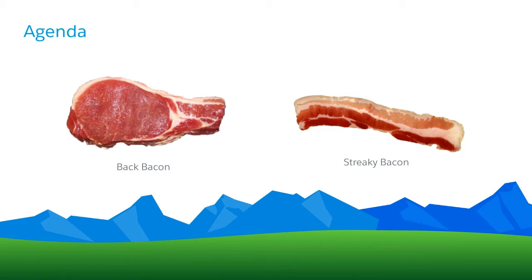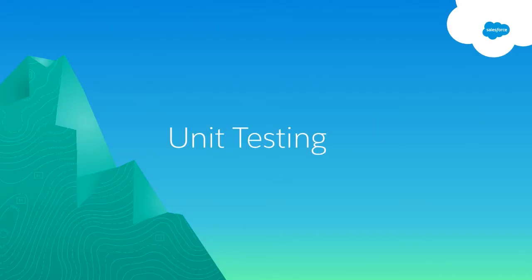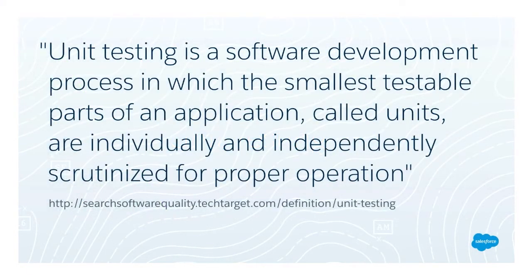Okay, so first off, let's talk about unit testing. So I've nabbed a couple of quotes off the internet here. So we've got unit testing. Unit testing is basically testing the smallest testable parts of an application, which are called units. And the key thing here is that you're testing them individually and independently.